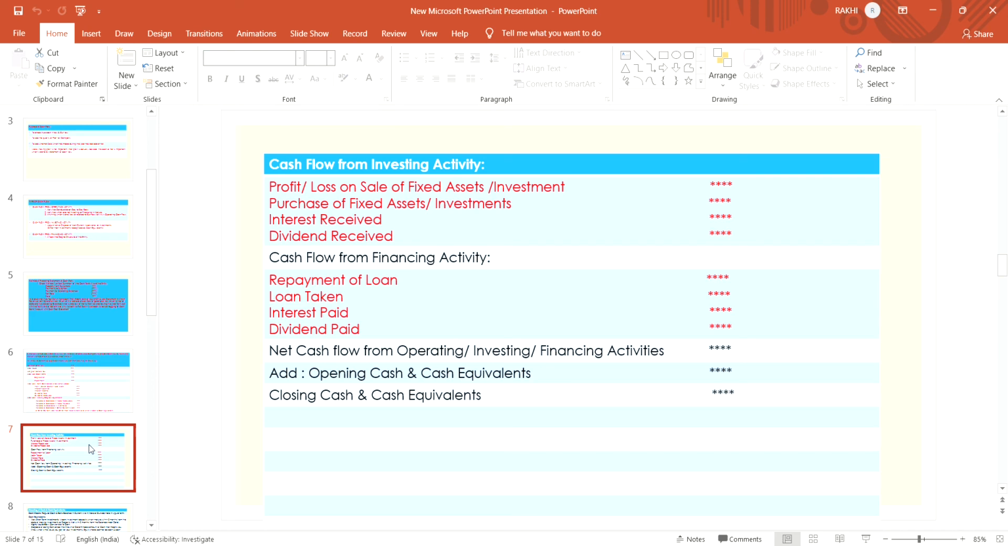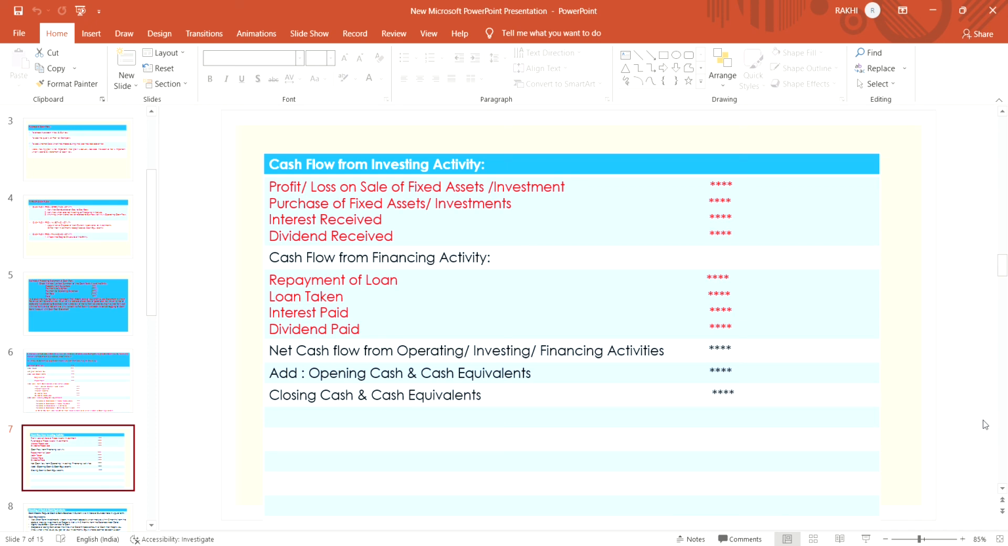Now cash flow from financing activity, like repayment of loan. If any loan is taken, that is a financing activity. Interest paid thereon, dividend paid, all these are financing activity. After making all this, we will get the net cash flow from operating, investing and financing. There is one adjustment also, like if bank OD is there, which is of temporary nature, then that is cash and cash equivalent, which we will discuss later.